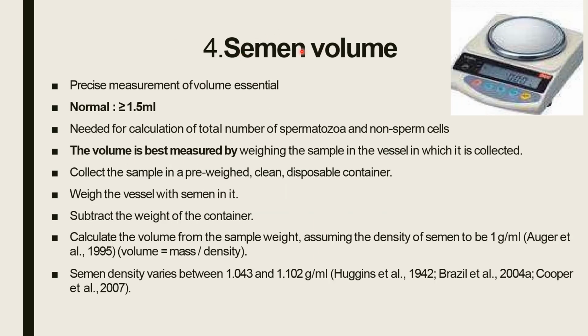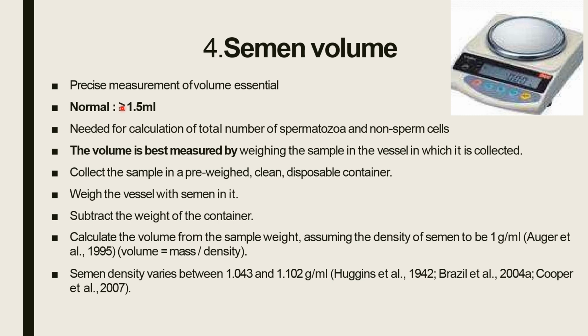Semen volume is another parameter that determines the status of fertility or infertility. So precise measurement of volume should be taken, and the normal in case of WHO 2010 criteria, the normal semen volume should be equal to or greater than 1.5 ml, and it should be up to 4 ml, and more than 4 ml would be considered as abnormally high volume of semen.